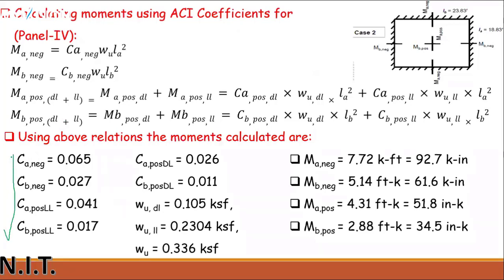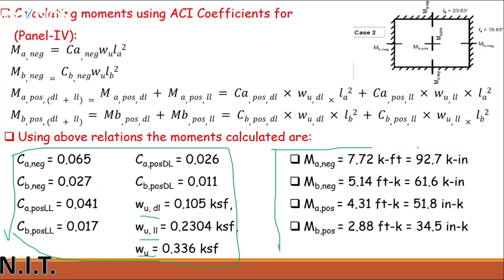use these 6 moment coefficient values and the values of WU dead load, WU live load, and total WU, and you will get all these 4 moments by using these 4 formulas. Clear? Once you have calculated all the 4 panel moments, each panel has 4 moments.